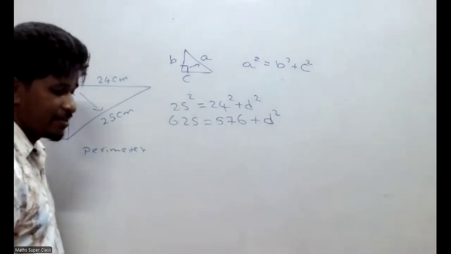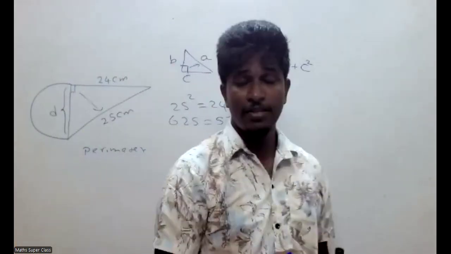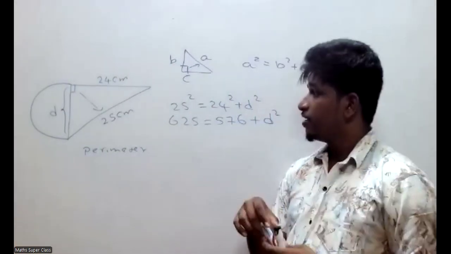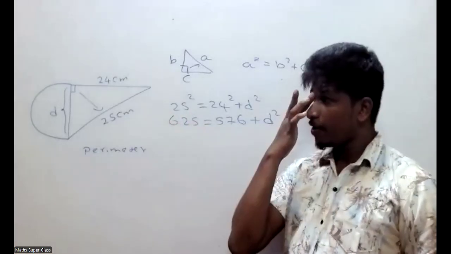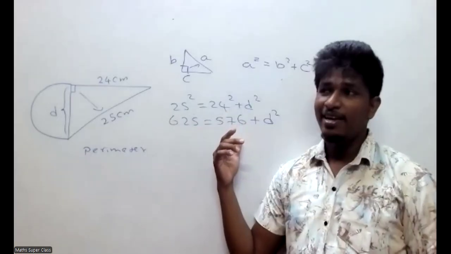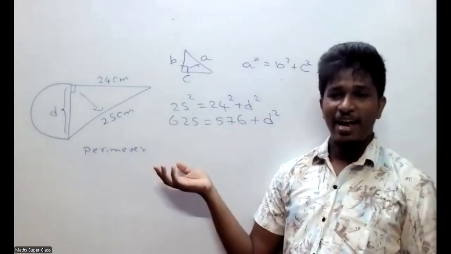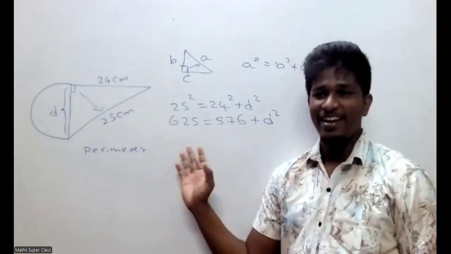Some students say in the home visit classes, so you are a genius. How can you say that without doing multiplications? 25 times 25 is 625, 24 into 24 is 576. Because I'm teaching the same thing for more than 6 years, so I know the value.